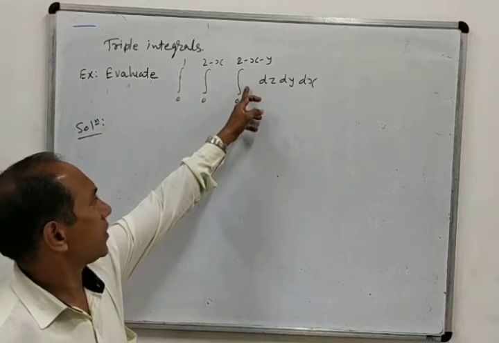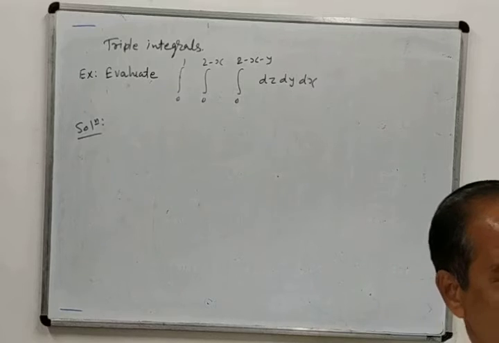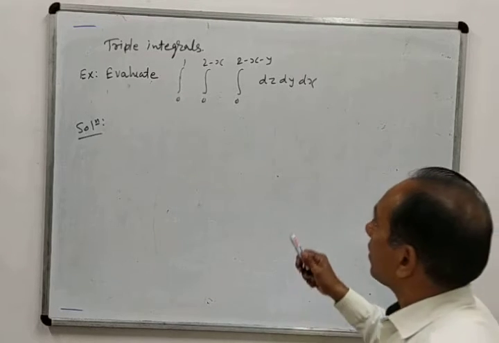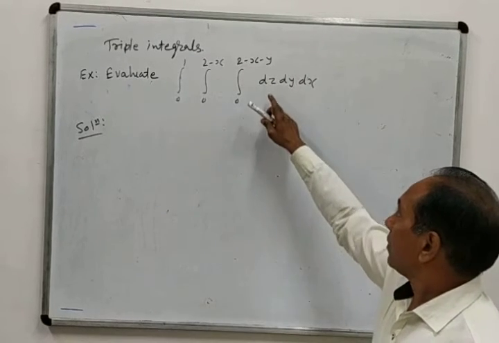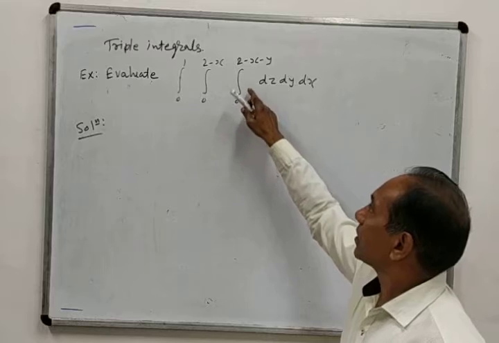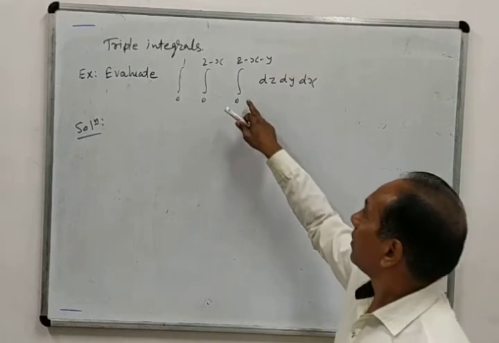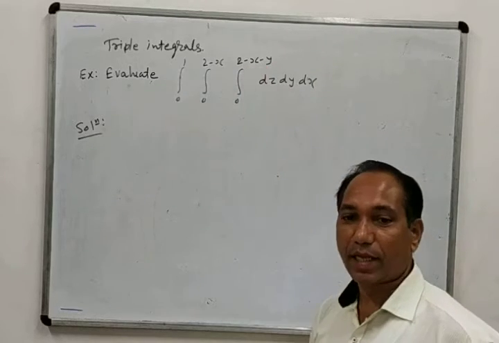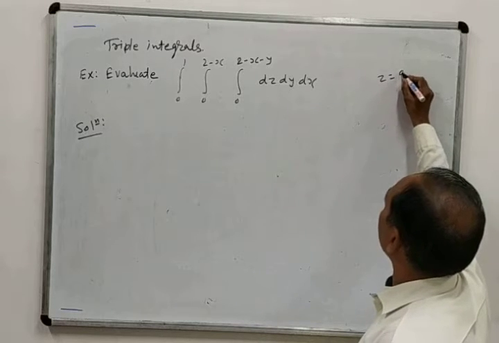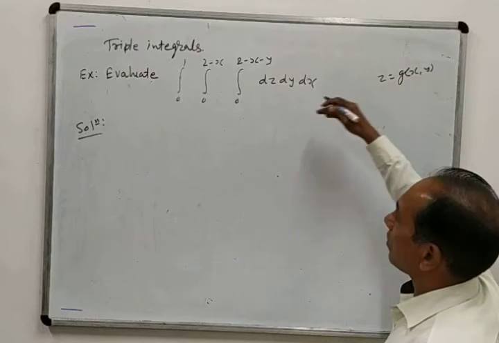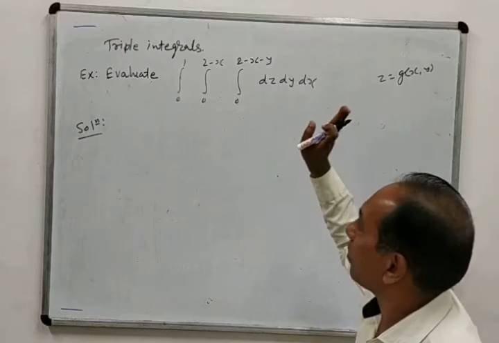Because no function is there, the integration with respect to z is z directly. But looking at the limits, here the limits are given in variable form. Before looking at the order, just see which kind of limits are given here. Here this is a function of x and y, that means it is the limit of z, because we can write z as g of x, y. So the first integration is with respect to z. The work of z is already over.